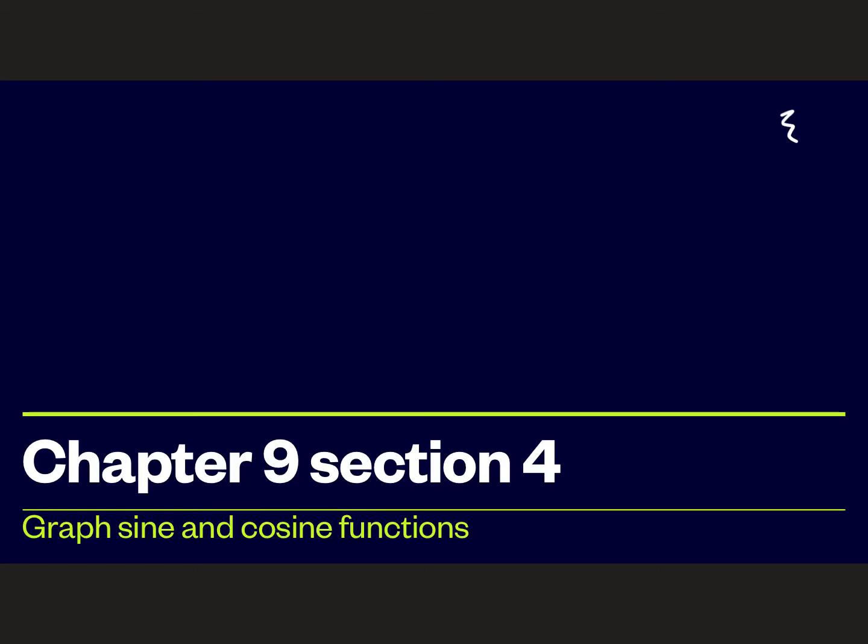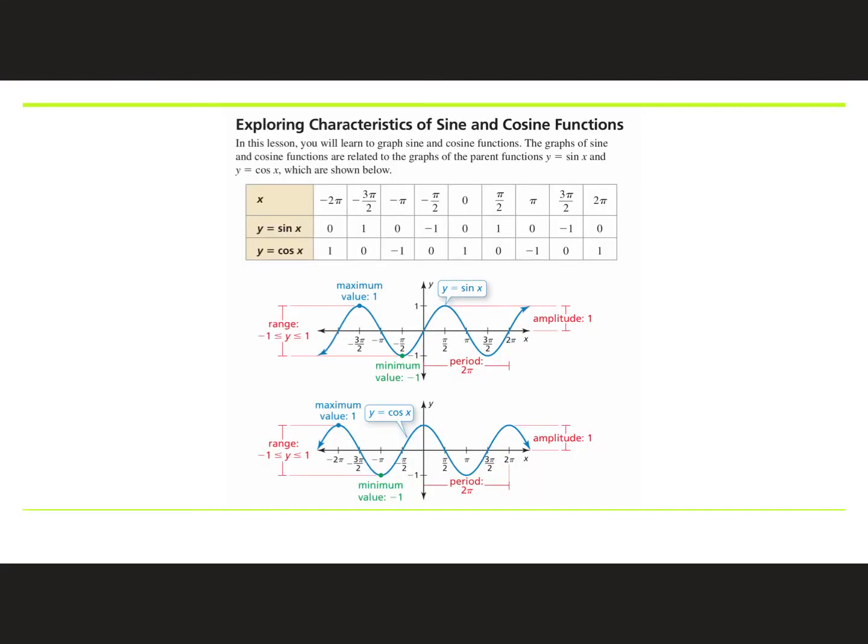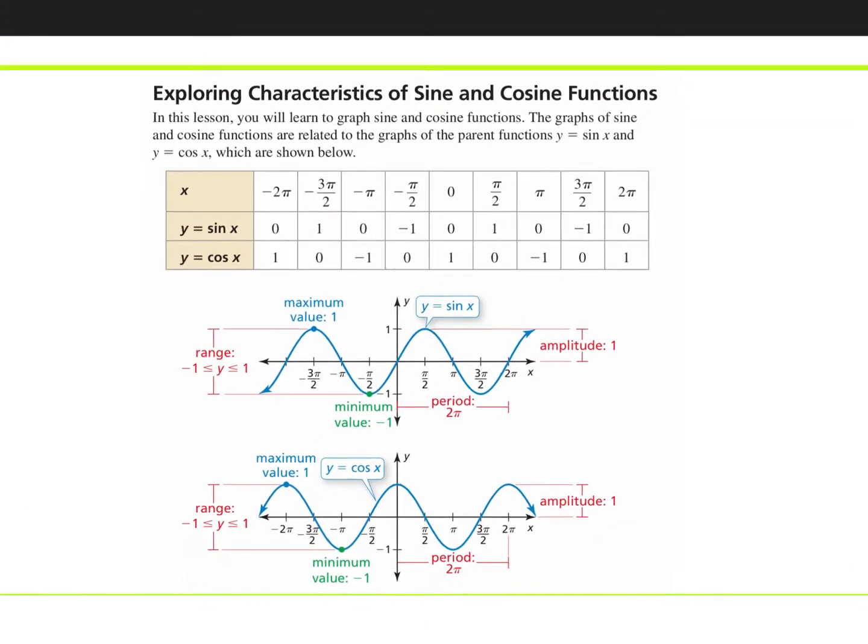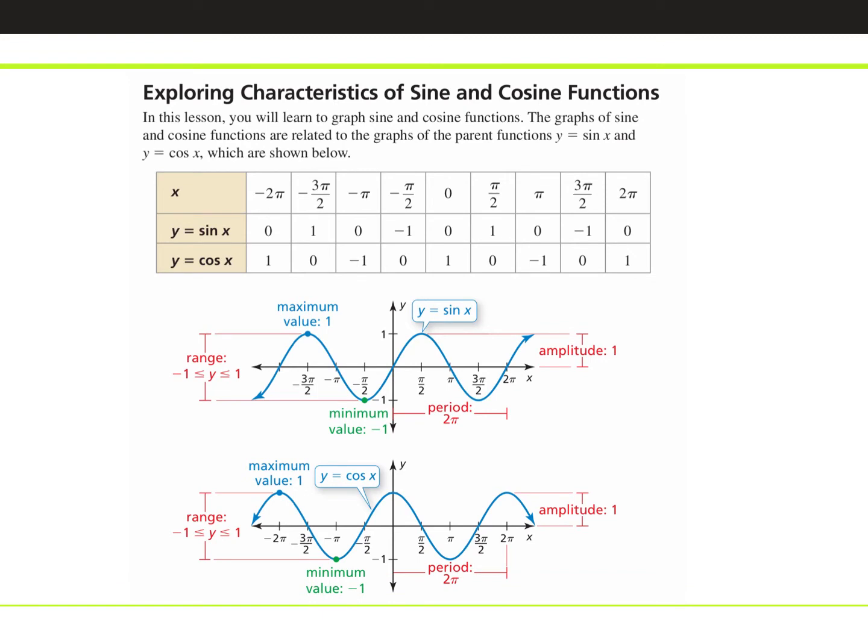So in 9.4, we are going to be graphing sine and cosine functions. So we're going to be exploring characteristics of sine and cosine functions. So this first graph here is the graph of the sine graph. Second one is cosine. They look super similar and they have all the same properties.